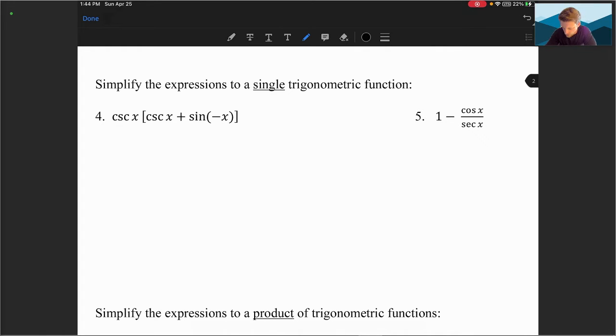So let's first think about what we are going to do with this negative angle, the sine of negative x. We know that the sine function is an odd function from our odd and even identities. And so we can rewrite that sine of negative x as negative sine of x. So let's rewrite this expression one time. We'll have cosecant of x and then minus the sine of x.